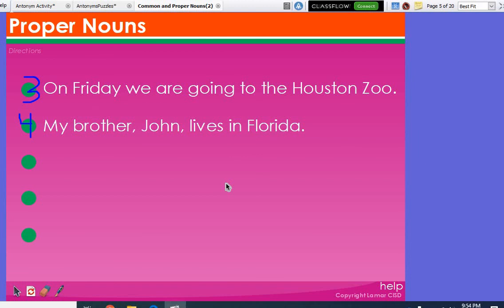Okay, when you get done with this assignment, you will take a picture of it and you will attach it to this assignment and turn it in to me, okay?